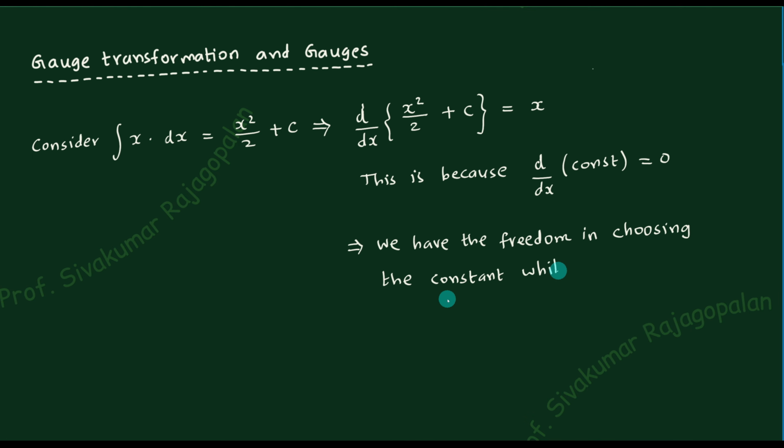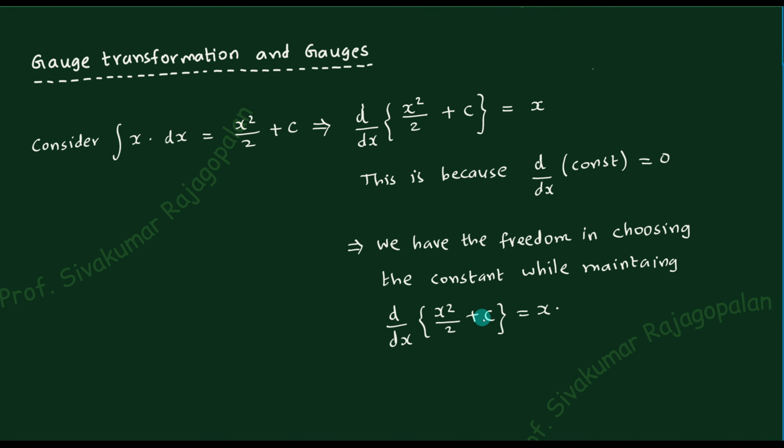So either you say that we have the freedom in choosing the constant. That is one way of an English sentence. The other way of the English sentence is there is an arbitrariness in the determination of the constant. These two styles of saying, they all mean the same. So you understand what is the meaning here. So here I am using the word freedom. So ultimately we have the freedom in choosing the constant while still maintaining that the derivative of the entire expression is equal to the original expression. Original expression in the sense that whatever you started here. So that is the idea.